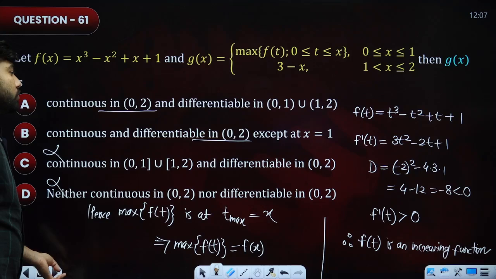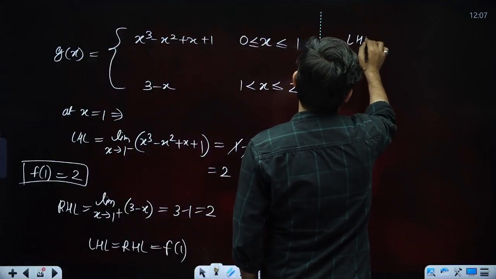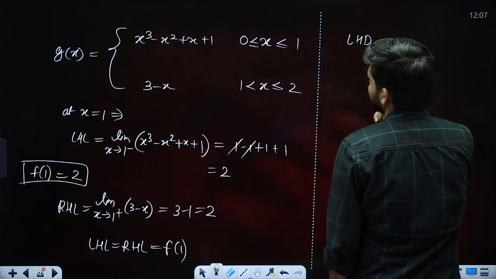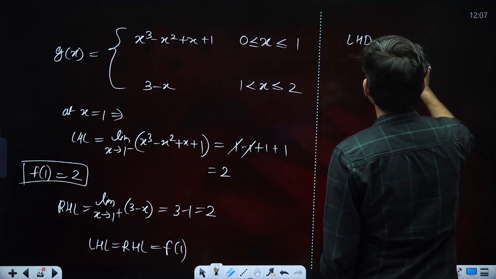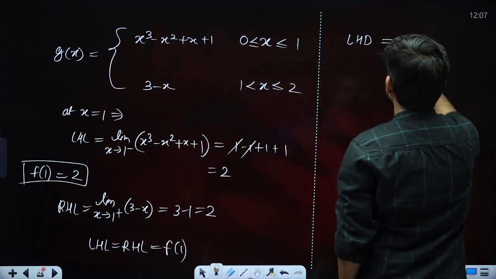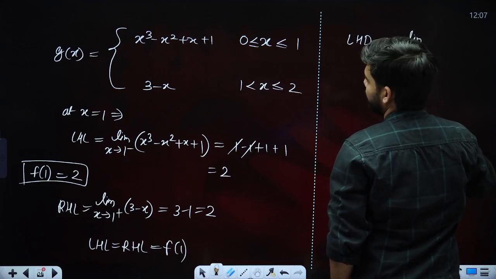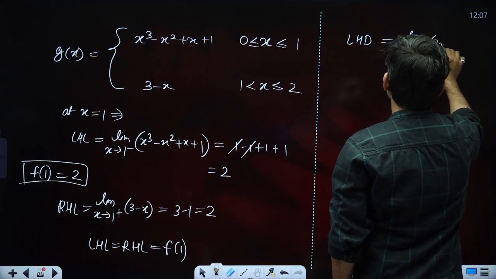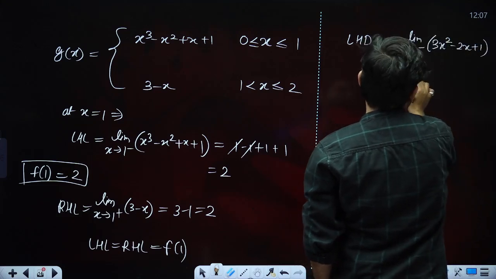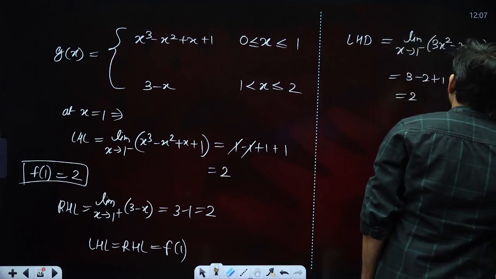Let's talk about the differentiability over here. Let's talk about the left hand derivative. We differentiate this and take the limit x tends to 1 negative. For that, we can write 3x square minus 2x plus 1. So here we have 3 minus 2 plus 1, and overall it is equal to 2.